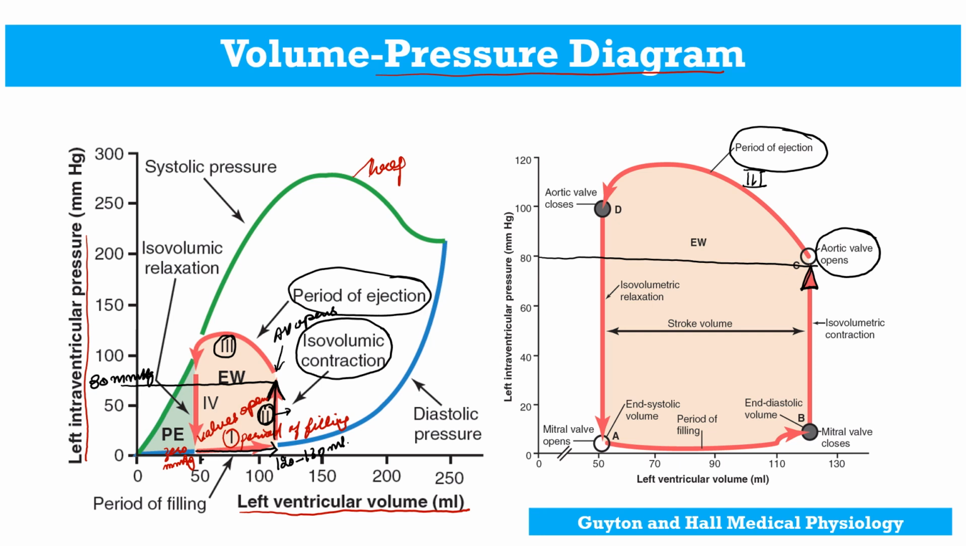During this phase, the volume of blood is ejected out of the left ventricle because of increase in pressure in the left ventricle, even higher than 120 mm of mercury, as you can see from both diagrams.